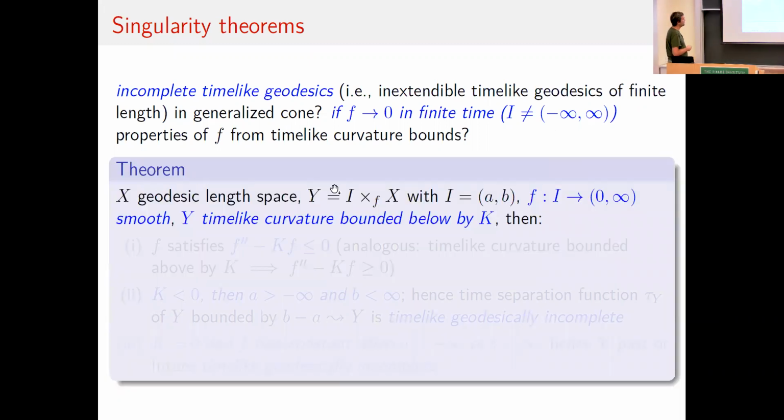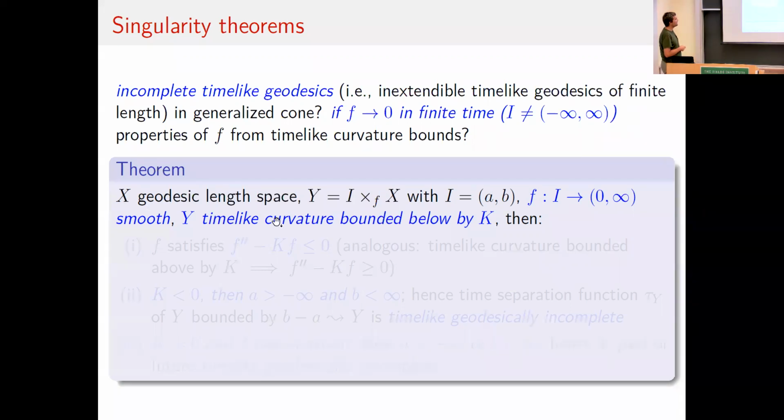So if X is a geodesic length space, Y is the generalized cone over X, and I is an interval (a, b), and F is for now assumed to be smooth. You can extend this to non-smooth F by having these conditions in a barrier sense, but for now assume it's smooth.